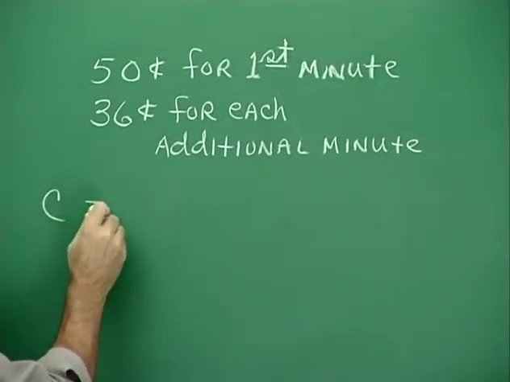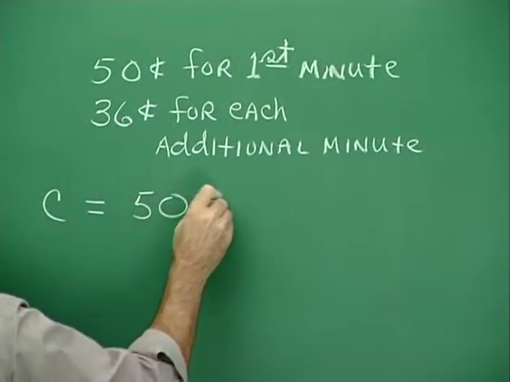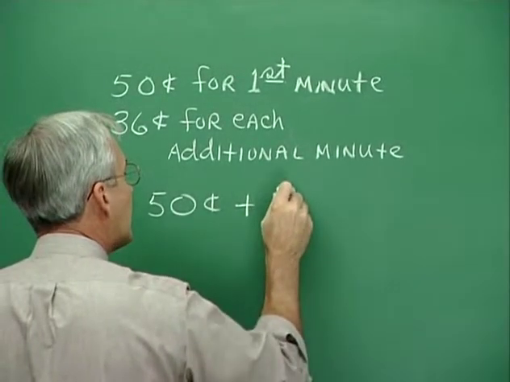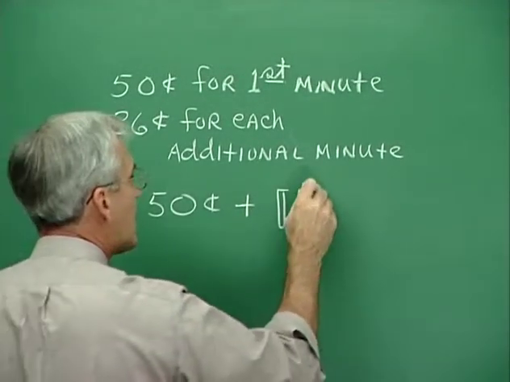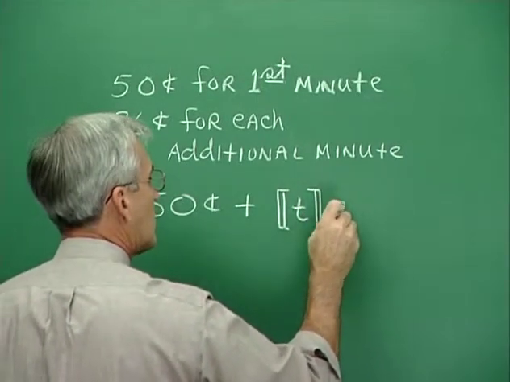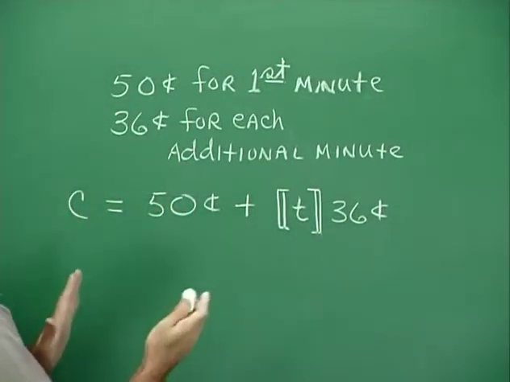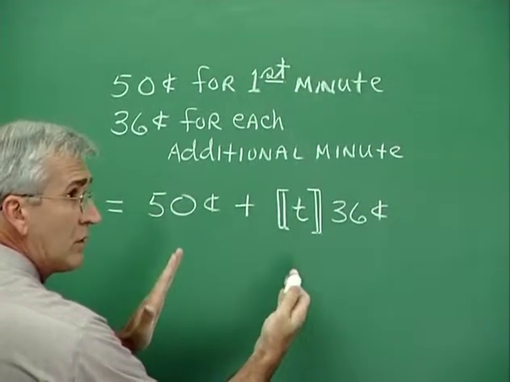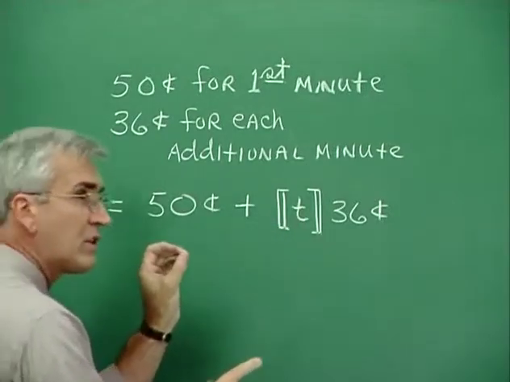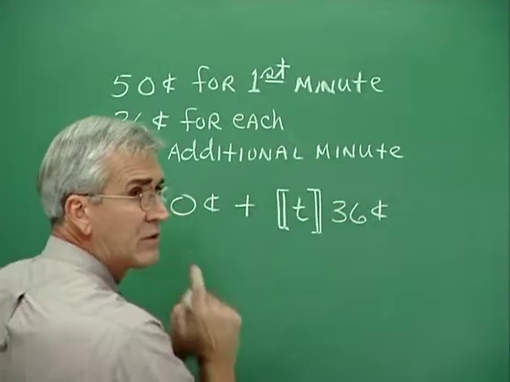It's a cost idea, or the cost of these telephone charges is, it's 50 cents is the fixed charge plus the greatest integer in an amount of time in minutes times 36 cents. You see, now, so for 0 to 1 minute, the greatest integer from 0 to 1 is 0. So for 30 seconds of time, you're charged nothing over here. You're in that first minute. That's that 50 cents idea.